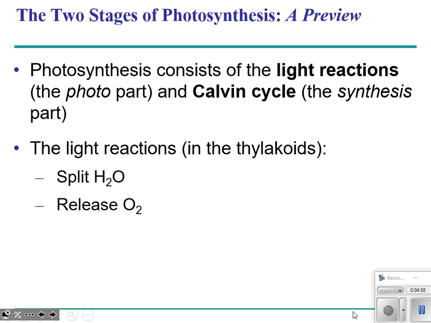Now, during the light reaction, we have 2 major things that are happening. The first is that we are splitting the water. We are breaking down the water. And the second is that there is a release of oxygen.